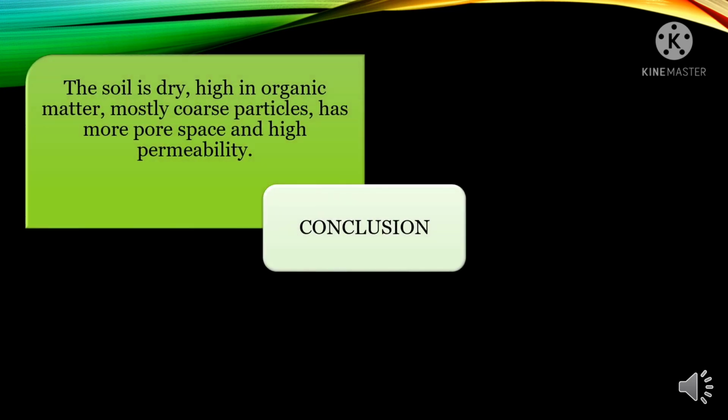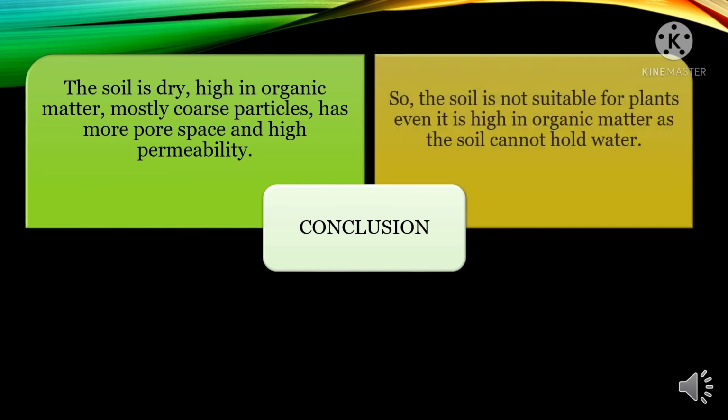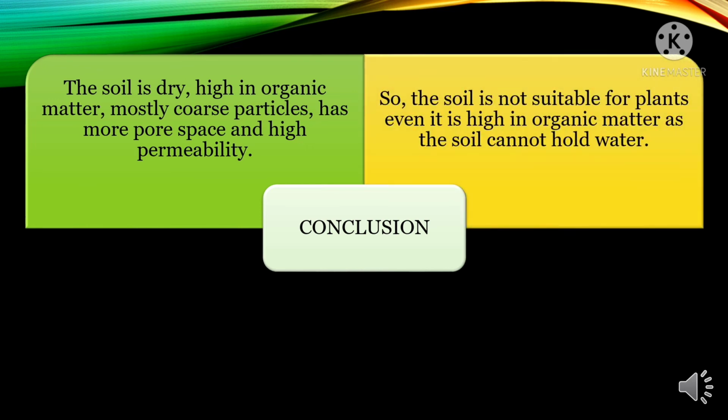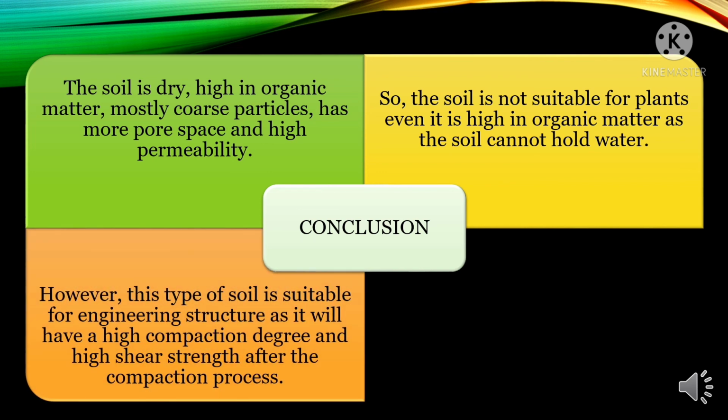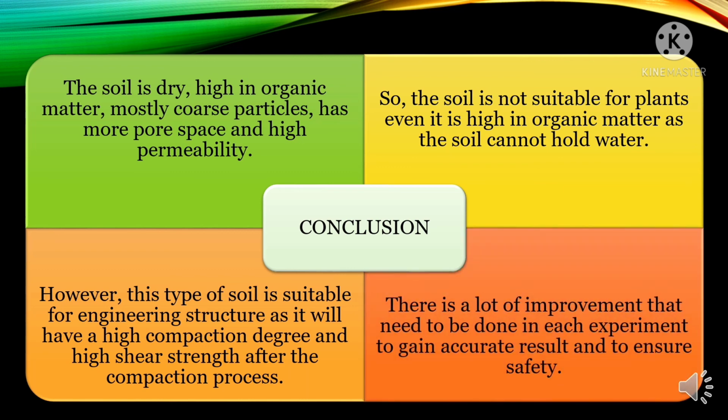Lastly is the conclusion of all of the experiments that I have done. So, the soil is dry, high in organic matter, mostly coarse particles, has more pore space, and high permeability. So, the soil is not suitable for plants even if it is high in organic matter, as the soil cannot hold any water. However, this type of soil is suitable for engineering structures as it will have a high compaction degree and high shear strength after the compaction process. There is also a lot of improvement that needs to be done in each experiment to gain accurate results and to ensure safety. Lastly, I can say that all of the objectives for all of the experiments were achieved.